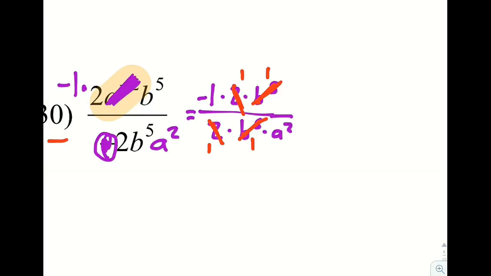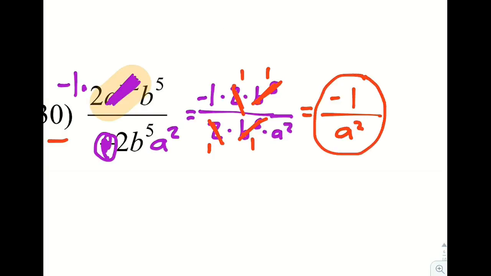So on top we have -1 times 1 times 1, just -1. On bottom we have 1 times 1 times a to the 2nd, leaving us just a to the 2nd. So this one started out a little bit messy. It cleans up real nice, -1 over a squared.